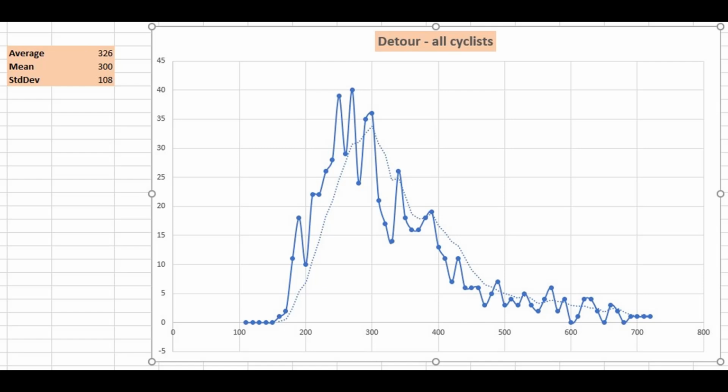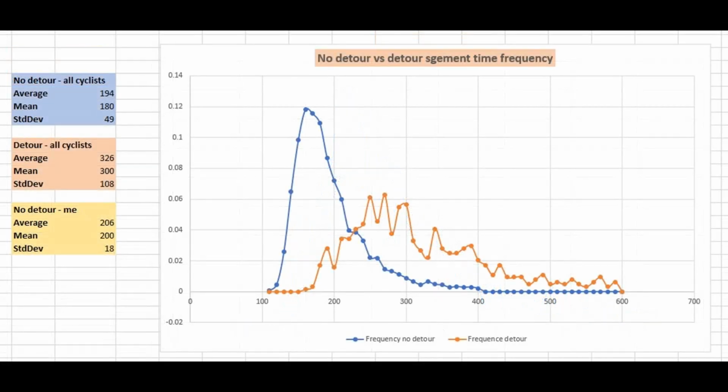Well, it looks a lot more lumpy. Adding a trend line makes it look a bit less lumpy, but it's definitely not a nice, smooth bell curve at this point. Let's get to the meat of the matter. How much longer does it take to ride this segment now as compared to before March?